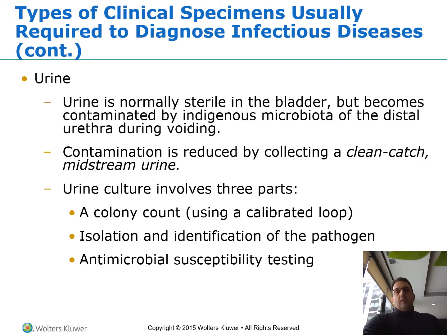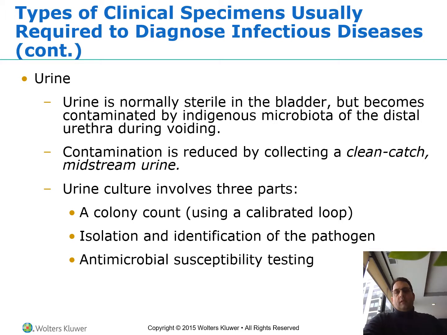Urine. Urine should also be sterile in the bladder. Now, as it passes through the urethra, it could become contaminated by bacteria on the distal edge of the urethra. In order to avoid this, you typically tell patients to give you a clean catch midstream sample. It means you let them urinate a little bit of urine before they collect it, because this will remove pathogens.